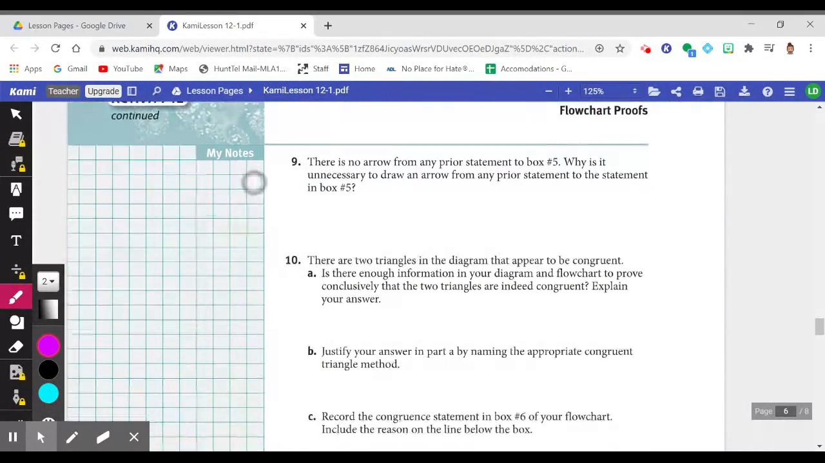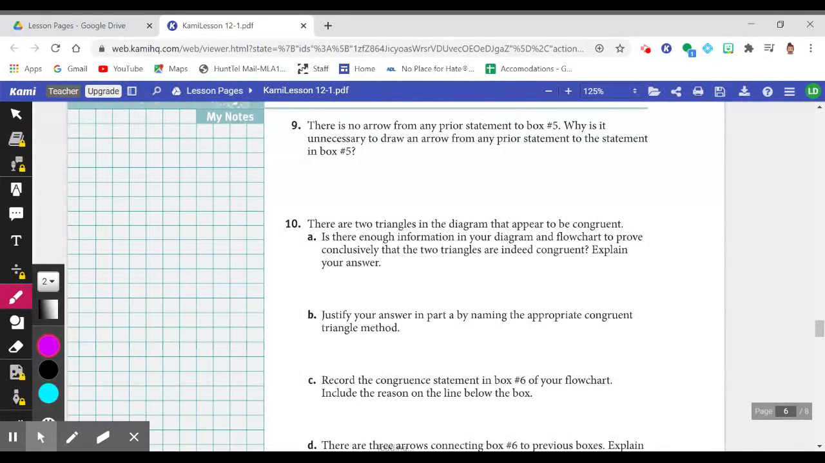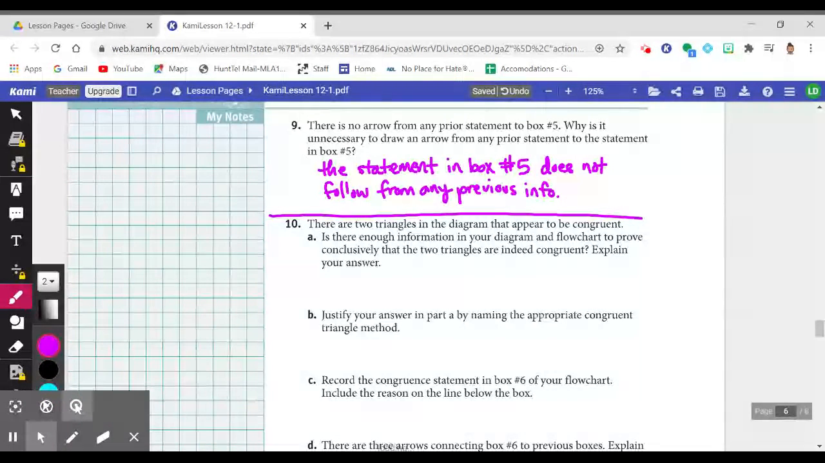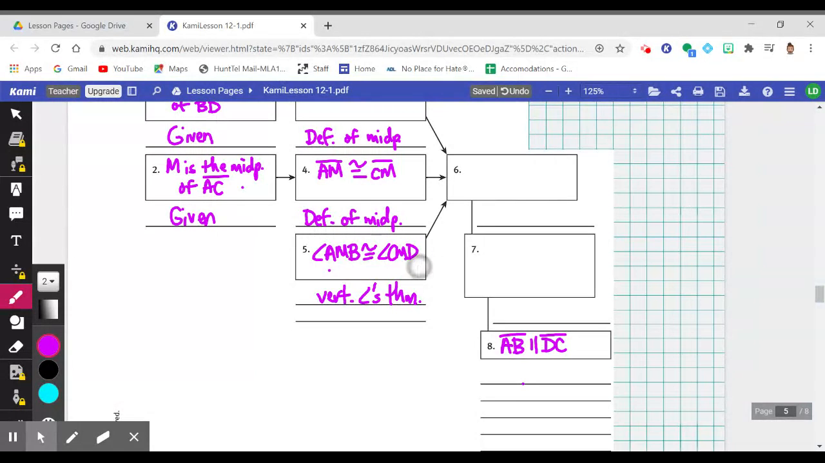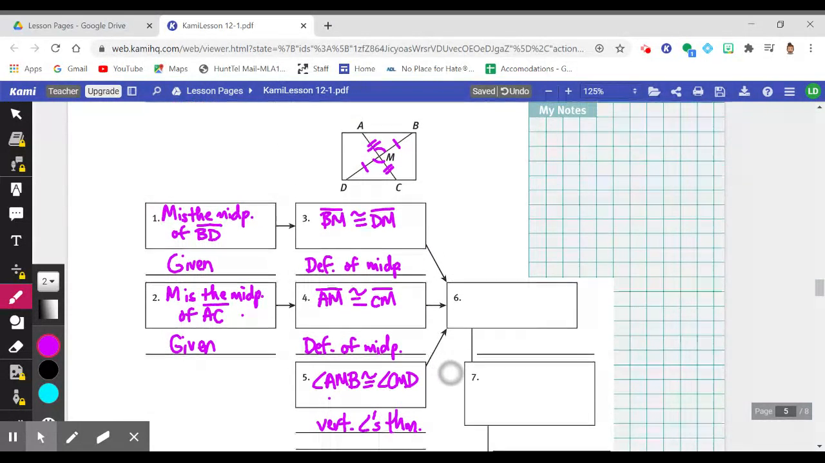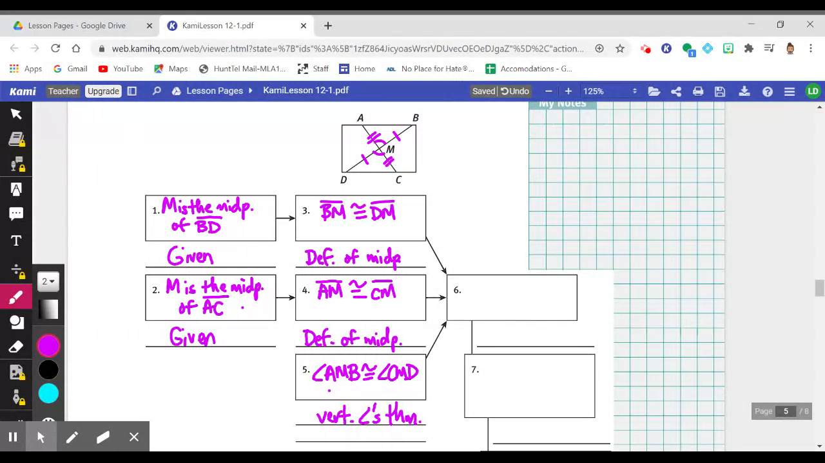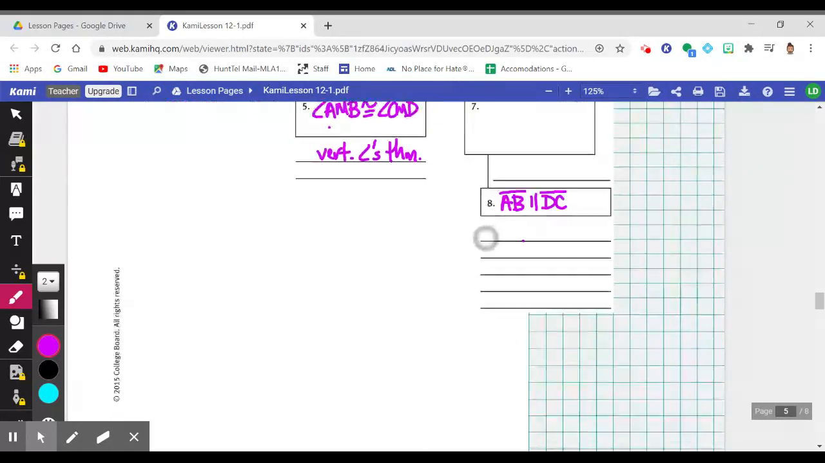So let's continue on. Number 9 says there's no arrow from any prior statement to box 5. Why is it unnecessary to draw an arrow from any prior statement to the statement in box 5? Go and try this one on your own before playing through. So why we don't need an arrow leading into box number 5 is because the statement in box number 5 does not follow from any previous information. We did not figure out that the two angles were congruent because of anything that they already had given us. We actually had to look at the diagram to know that the two angles were in fact congruent. So that's why there's no arrow leading to it.